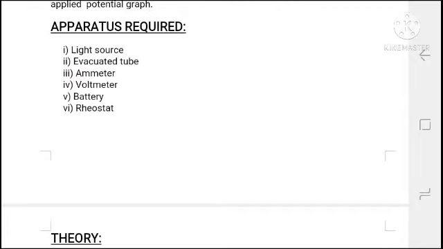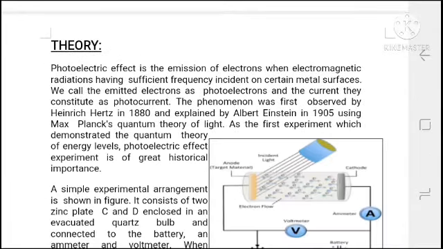Apparatus required: light source, evacuated tube, emitter, voltmeter, battery, and rheostat. Theory of the photoelectric effect. Photoelectric effect is the emission of electrons when electromagnetic radiation having sufficient frequency is incident on a certain metal surface. We call the emitted electrons photoelectrons and the current they constitute photocurrent.